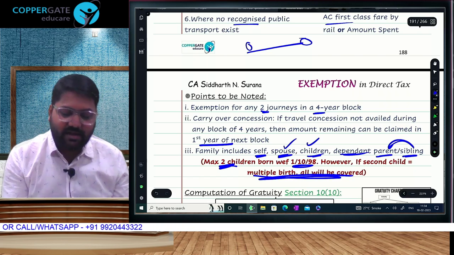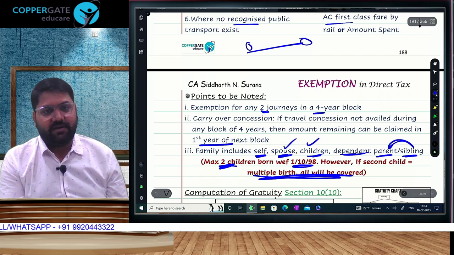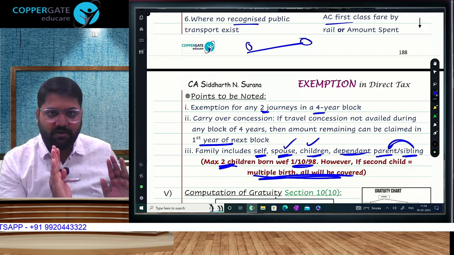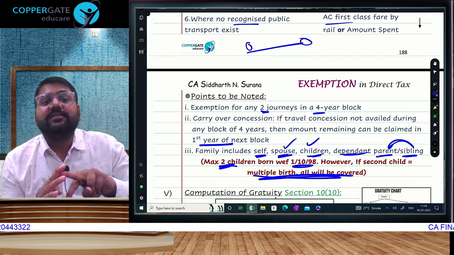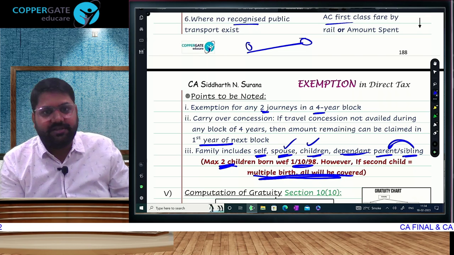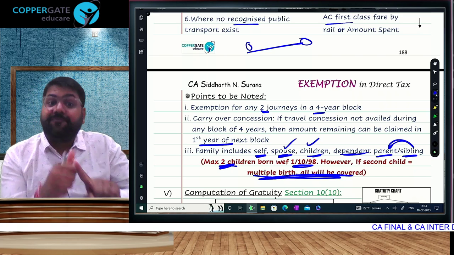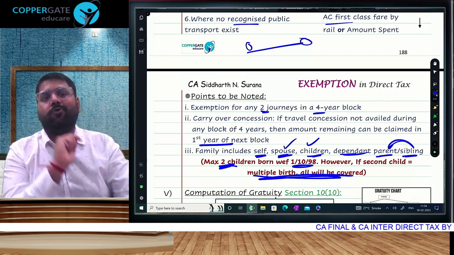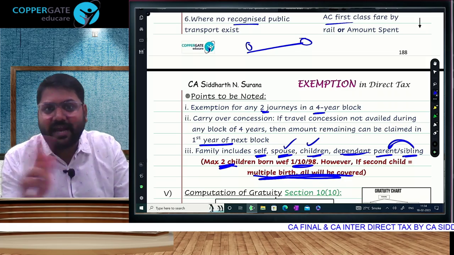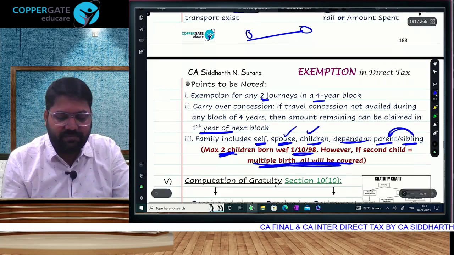So for the second birth, if it is a multiple birth, all will be covered. So for the before ones, any number of children will be covered. For the after ones, the first child is covered. For the second child, if there is a multiple birth, all the children will be covered. The third will not be covered. And if the first birth is a multiple birth, you already know that you have 2 children, then don't go for the second child. So if the second birth is a multiple birth, then all the children will be covered.